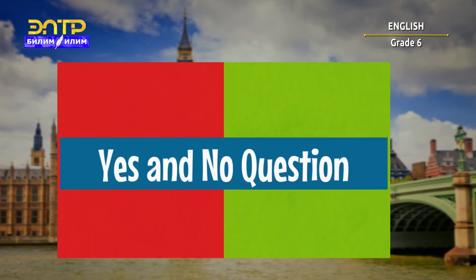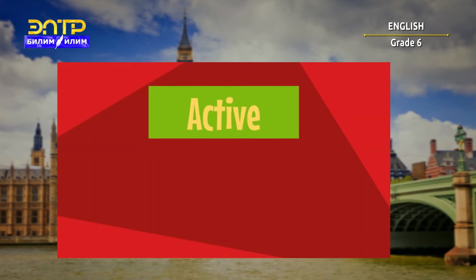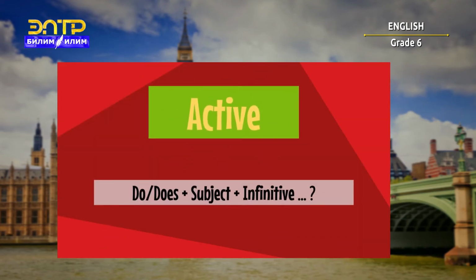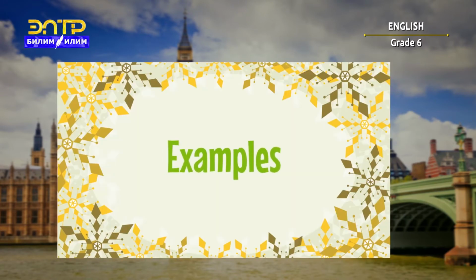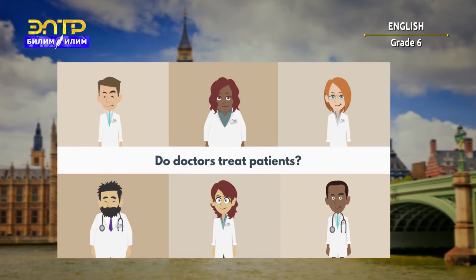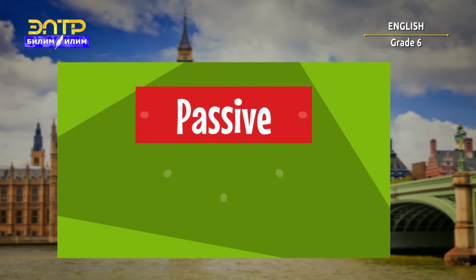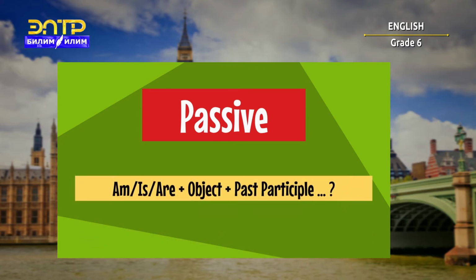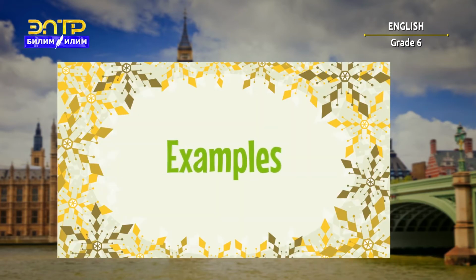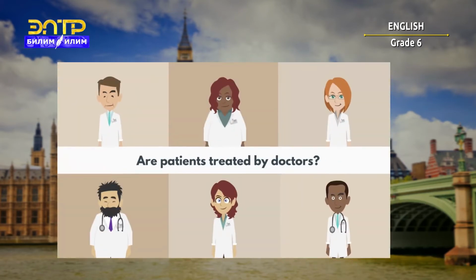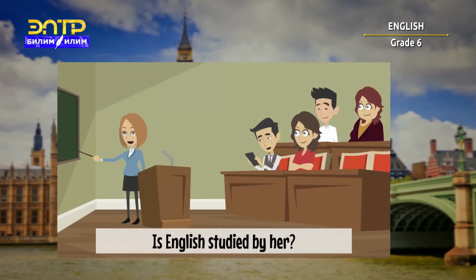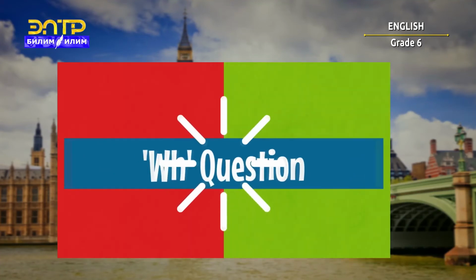Yes and no question. Active: do, does plus subject plus infinitive. Examples: do doctors treat patients? Does she study English? Passive: am, is, are plus object plus past participle. Examples: are patients treated by doctors? Is English studied by her?